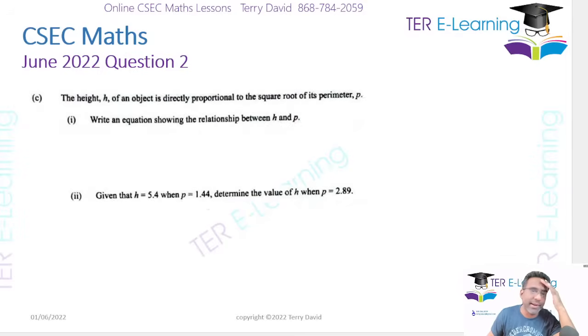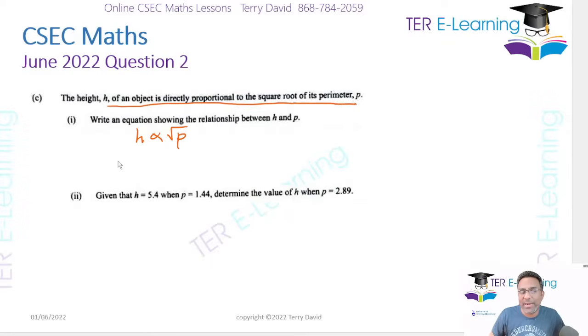Now this next one here, they said the height of an object is directly proportional to the square root of its perimeter. Write an equation for this. So if you all remember, I did a question similar to this, well, not similar, but on variation. So they say it's directly proportional to the square root of the perimeter. So that is the square root of P. That's what the statement means. The height of an object is proportional to the square root of P.